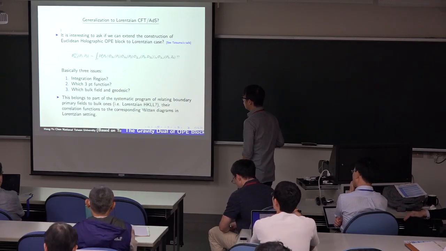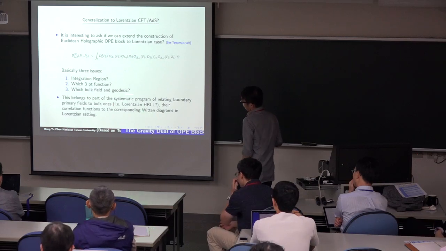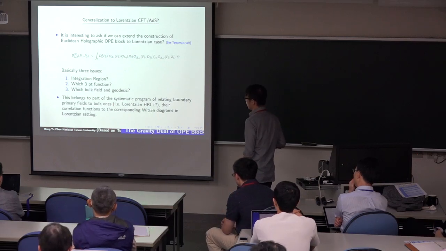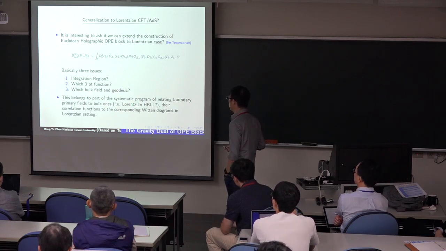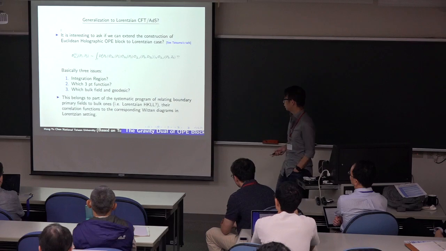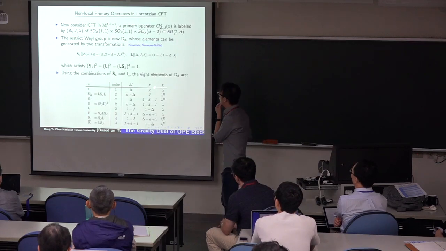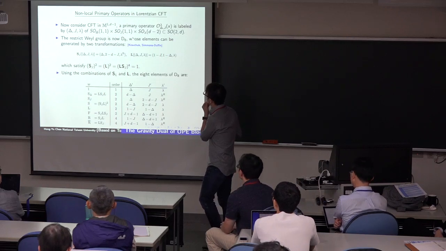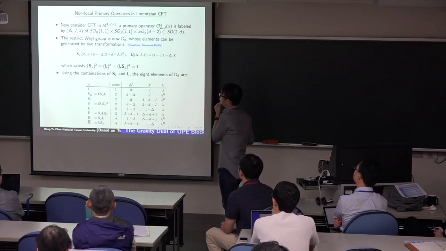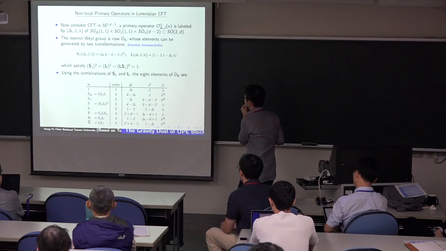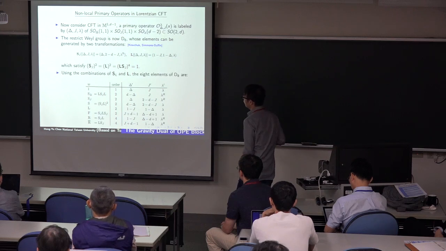So, the natural question: what's the Lorentzian generalization of the HKL field, and how do their correlation functions map to corresponding diagrams, and so on? In order to answer those questions, number one, we noticed that for the Lorentzian CFT we are dealing with a different kind of conformal symmetry group. Now, in general, it's SO(d). The compact subgroup is different, and the quantum labels are different.